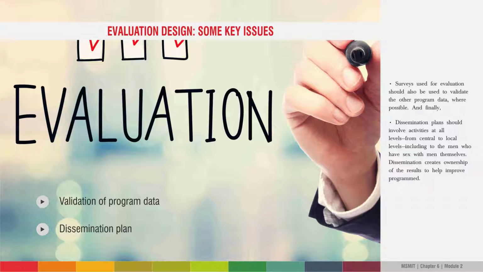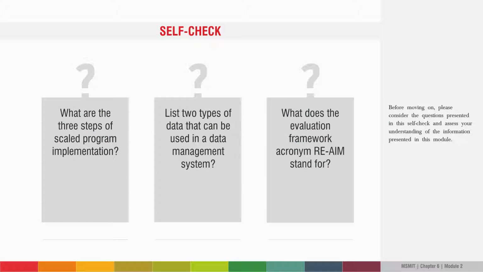And finally, dissemination plans should involve activities at all levels, from central to local levels, including to the men who have sex with men themselves. Dissemination creates ownership of the results to help improve the program. Before moving on, please consider the questions presented in this self-check and assess your understanding of the information presented in this module.